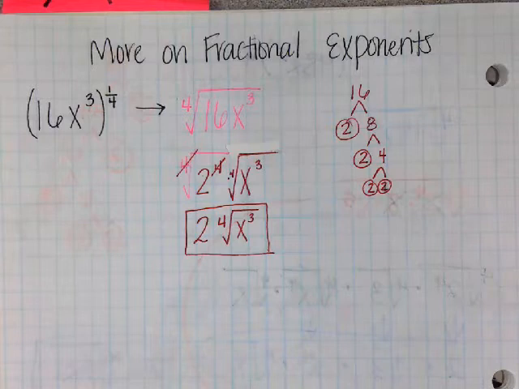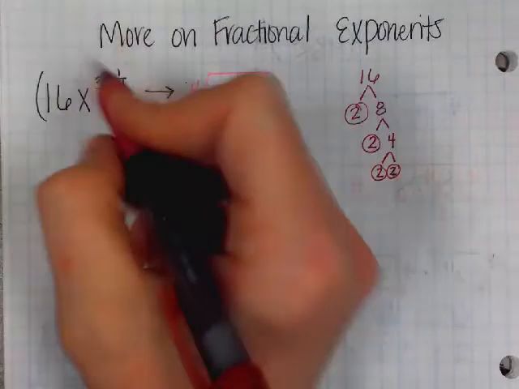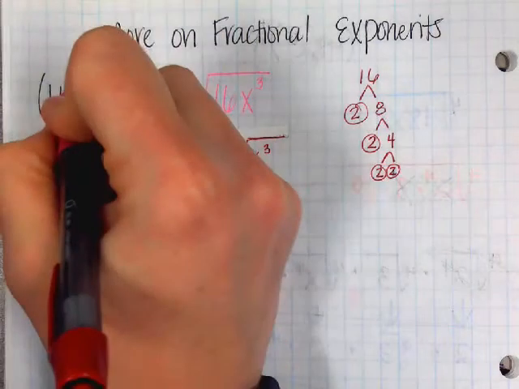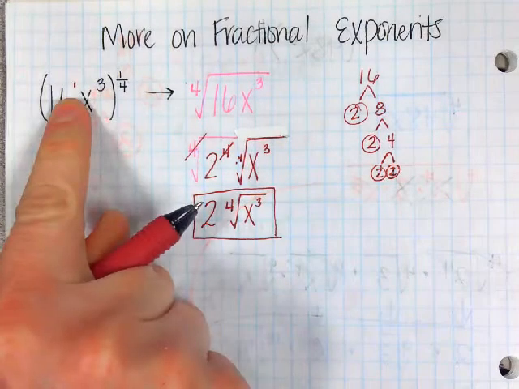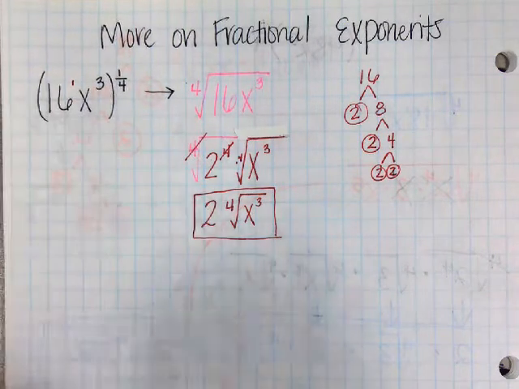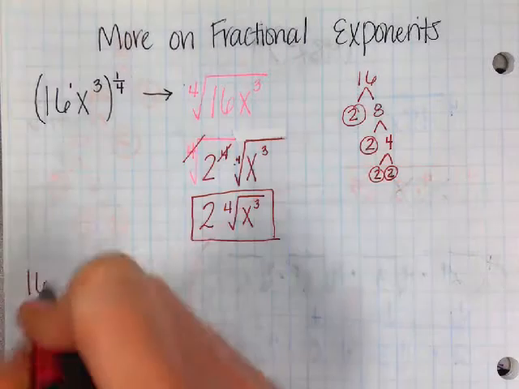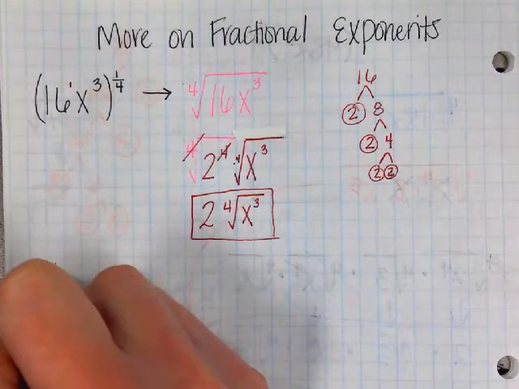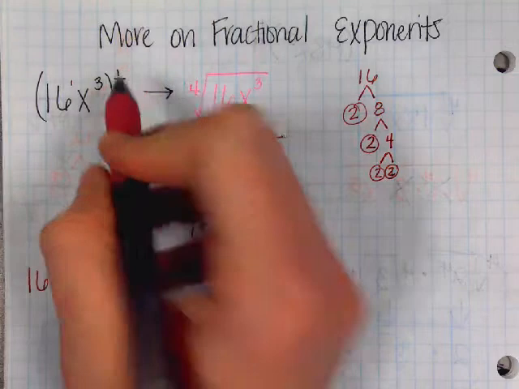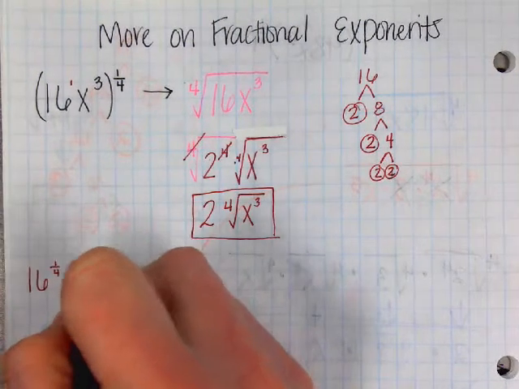Now I told you I'm going to do it two ways. So if you look at what we have been doing, remember you can multiply exponents. So if I have 16 to the 1st power and then x to the 3rd power, I can do 16. 1 times 1/4 is 1/4. And then I can do 3 times 1/4, which is 3/4.